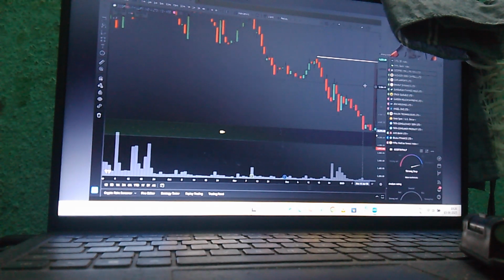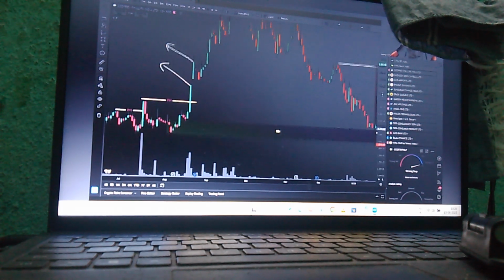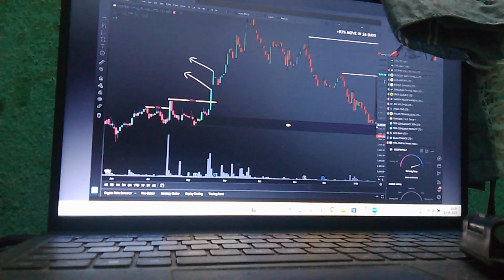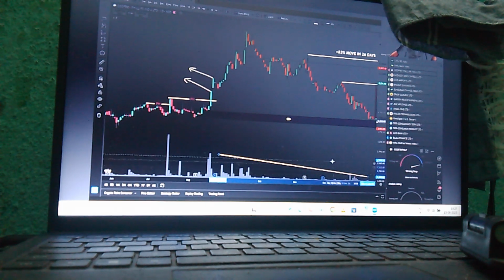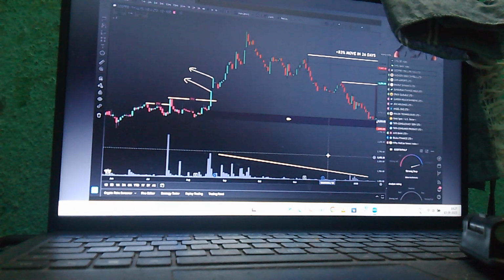Now, as soon as you enter, you can see that when the price came down all the way from the top, you can clearly see that there is a volume dry up that has happened all throughout. That was the last check that we had to make.